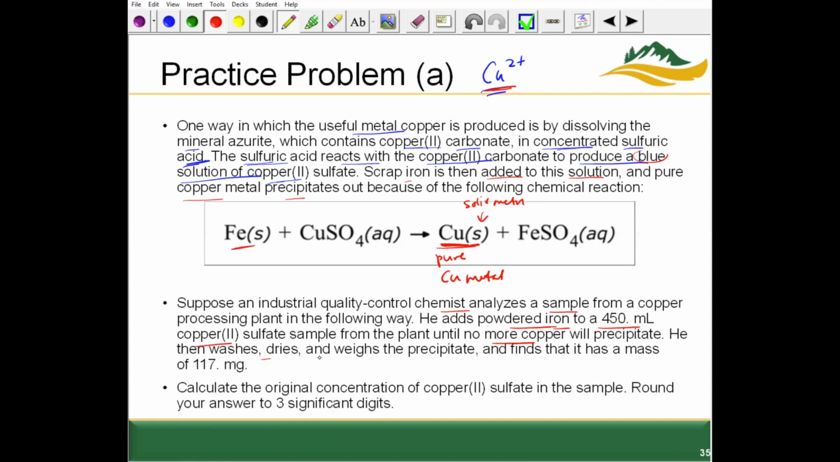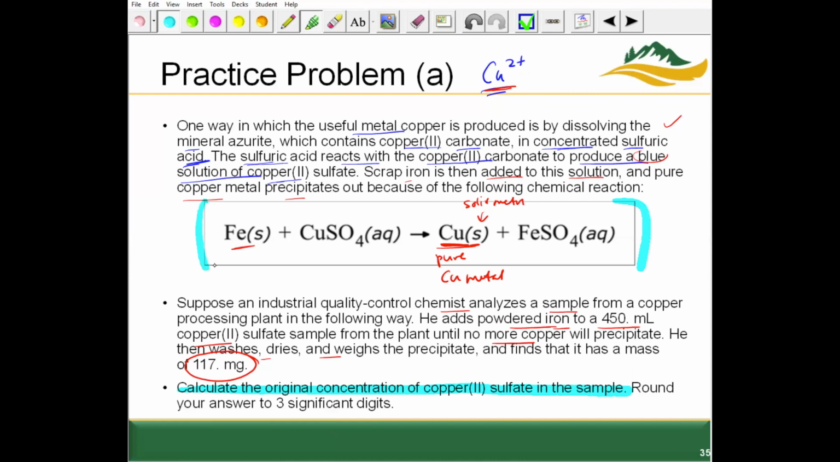Then he washes, dries, and weighs the precipitate, and finds it has this specific mass. Okay, so we had some idea what's in solution. Now we're going to perform gravimetric analysis to then, for our final answer, calculate the original concentration of copper 2 sulfate in this sample.